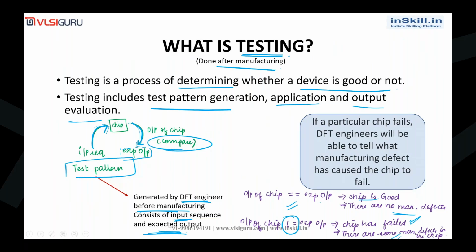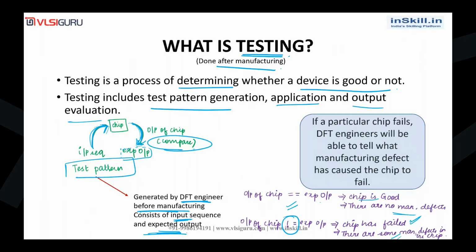Okay, output of the chip. The input sequence will be applied onto the chip, and then the output of the chip will be compared with the expected output. If the output of the chip is equal to the expected output, it means that the chip is good, which means there are no manufacturing defects in the chip. If the output of the chip is not equal to the expected output, it means that the chip has failed. There are some manufacturing defects in the chip.